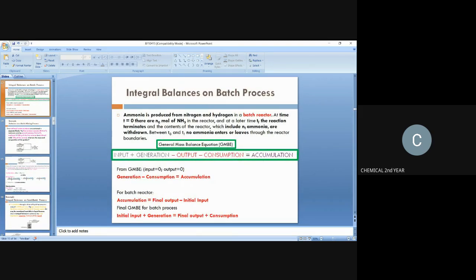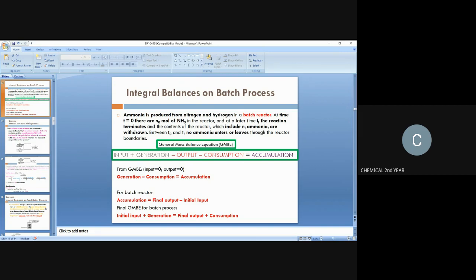Integral balances on batch processes. Ammonia is produced from nitrogen and hydrogen in a batch reactor. At the time t equal to 0, there are n naught moles of ammonia in the reactor. And at a later time tf, the reaction terminates and the contents of the reactor, which include ammonia, are withdrawn. Between t naught and tf, no ammonia enters or leaves through the reactor boundaries.